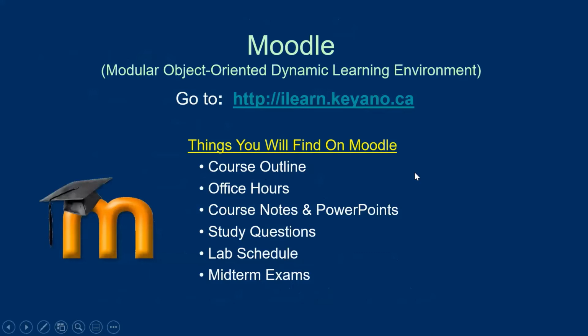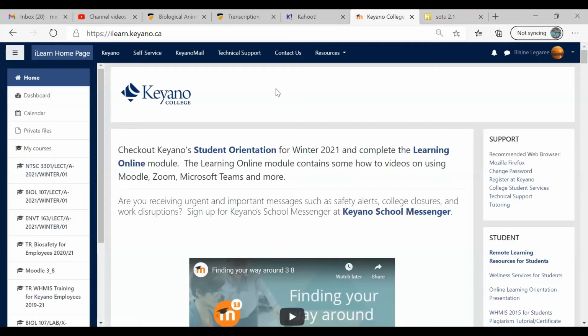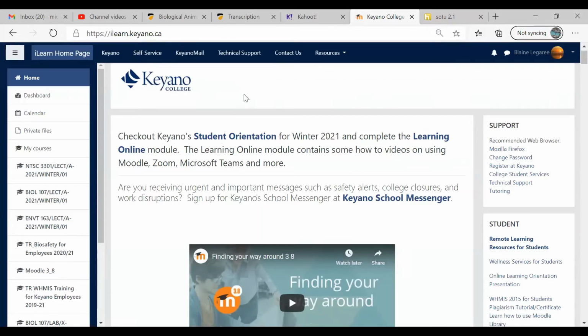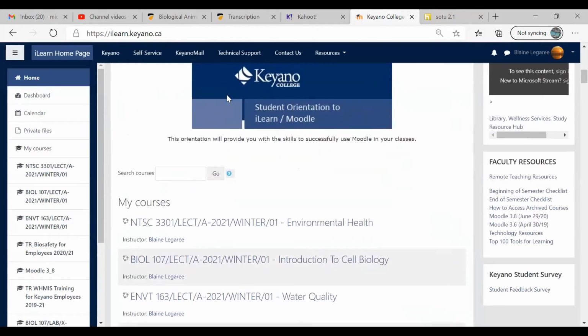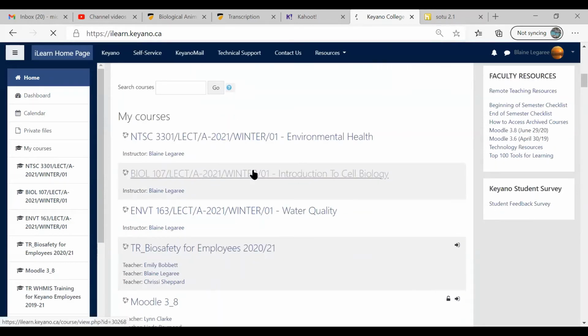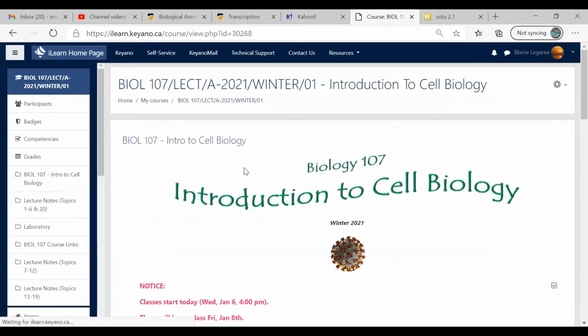So hopefully everyone has had a chance to take a look at Moodle. I'm going to actually move to that now and just show you our course Moodle page, and I think there it is. So there's our course Moodle page. I'm assuming all of you have done at least one semester at Keyano and are familiar with Moodle, but you can log on here with your Keyano credentials, so ilearn.keyano.ca, and go down to your courses, and I'll show you what our Moodle page looks like.